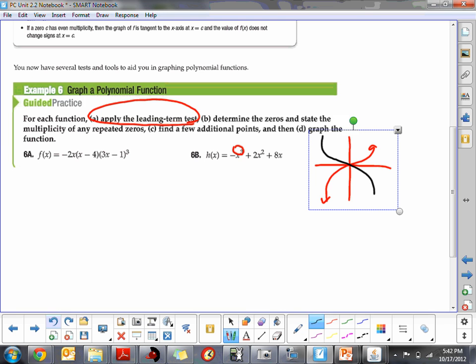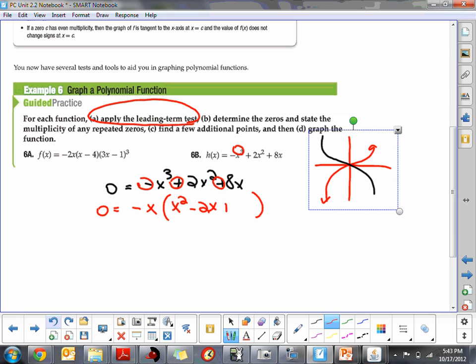Next thing, we need to determine the zeros. So to determine the zeros, this time we're going to have to factor because they didn't have it factored. Negative x cubed plus 2x squared plus 8x. The only thing that we're able to factor out of here would be a negative x. I prefer not to have to factor a leading term that is negative in my binomial, so I'm going to take out a negative x, which will change all these signs. So it's x squared minus 2x minus 8. So all the signs had to change.